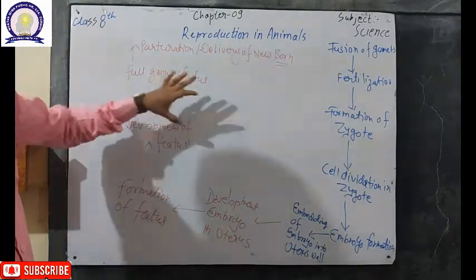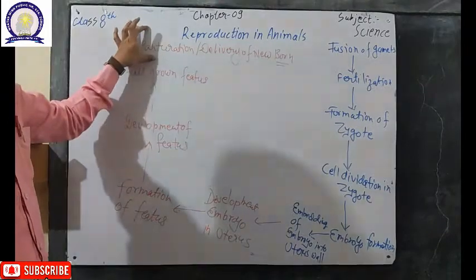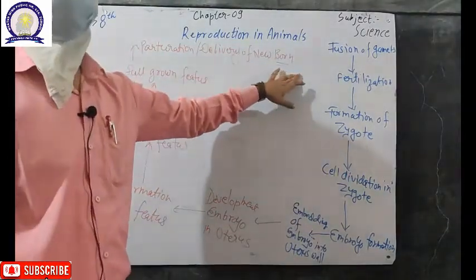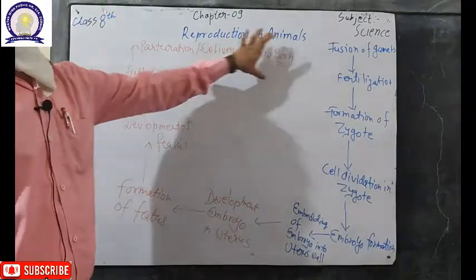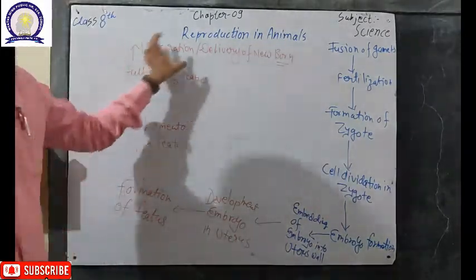that is called a full grown baby. Now after the development is completed, the parturition or delivery of the newborn occurs. That means the female gives birth to a newborn baby. So the complete process occurs like this only.